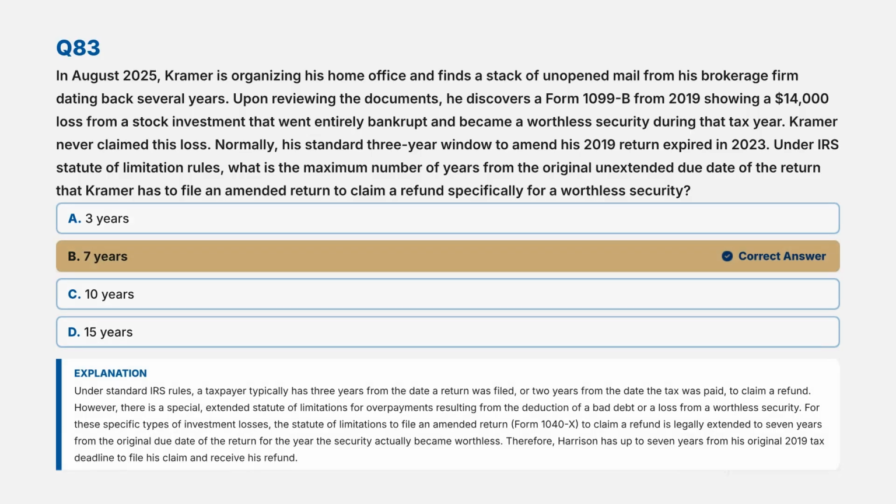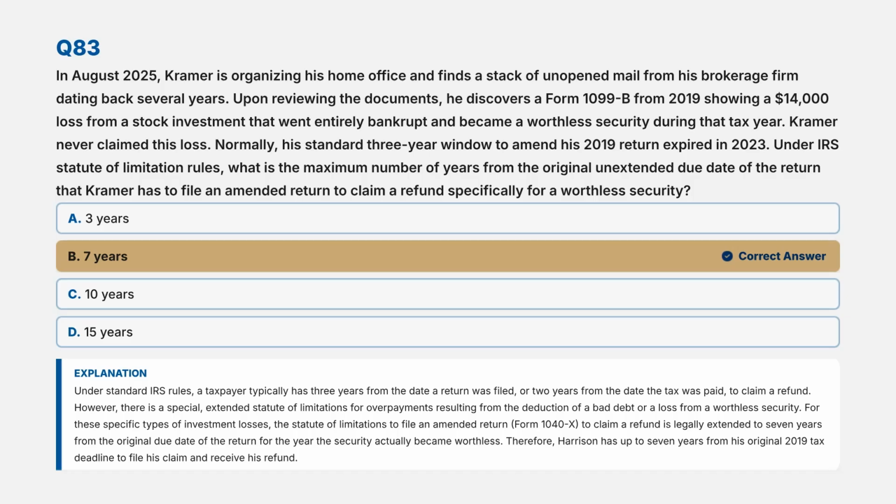The correct answer is B. 7 years. Under standard IRS rules, a taxpayer typically has 3 years from the date a return was filed or 2 years from the date the tax was paid to claim a refund. However, there is a special extended statute of limitations for overpayments resulting from the deduction of a bad debt or a loss from a worthless security.